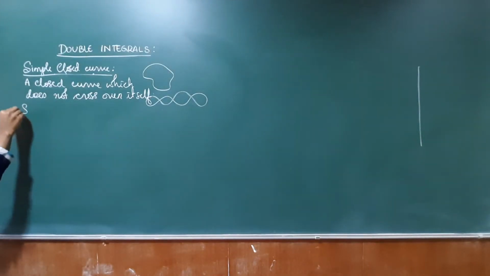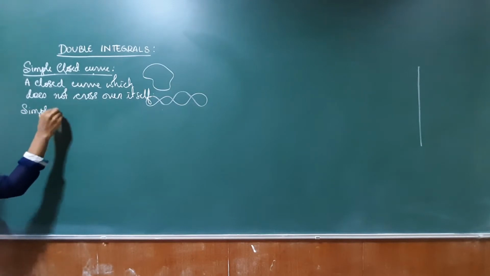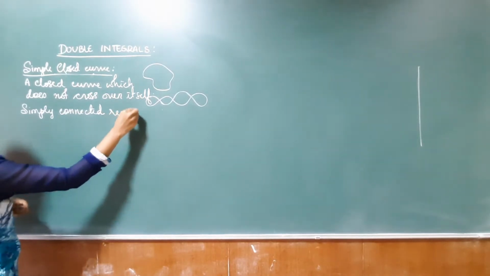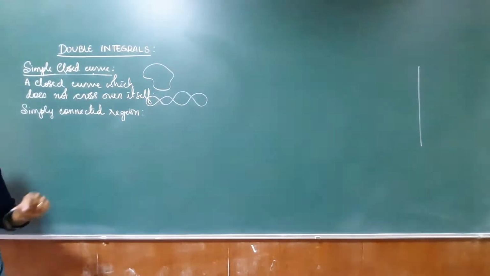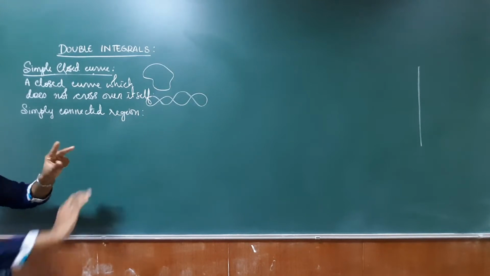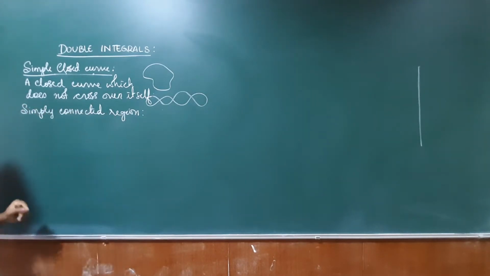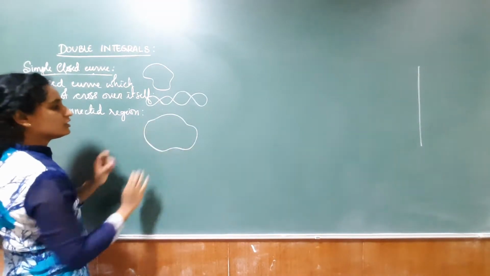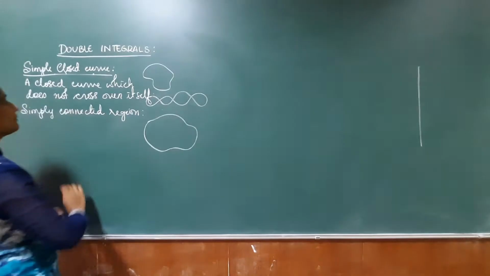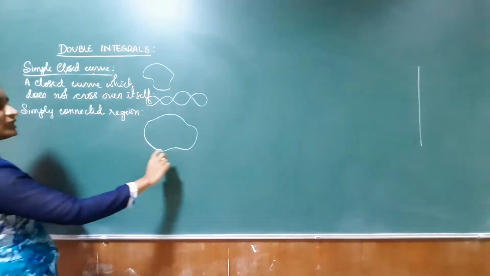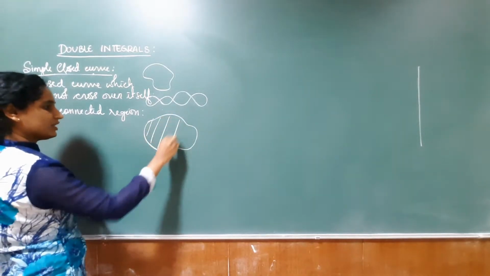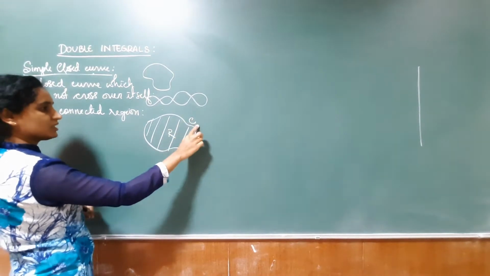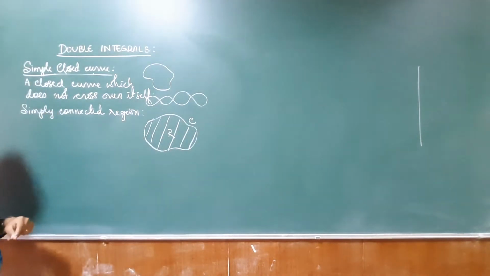Now, the next concept I want is a simply connected region. A simply connected region is nothing but a region on the space which is bounded by a simple closed curve. If you take a simple closed curve, the region inside it, that is called as a simply connected region. This is a simple closed curve C. This is the simply connected region R.